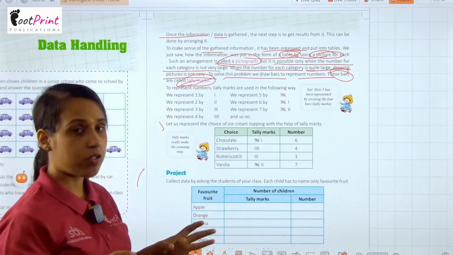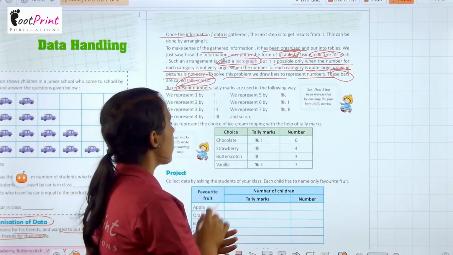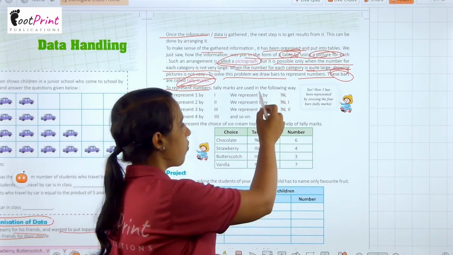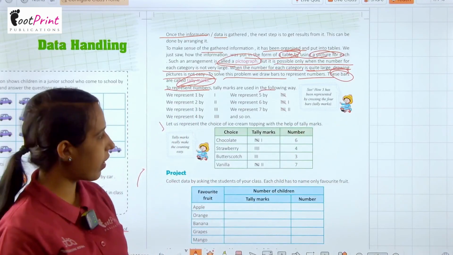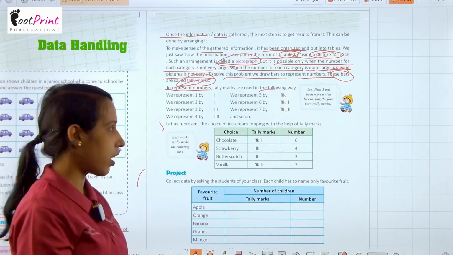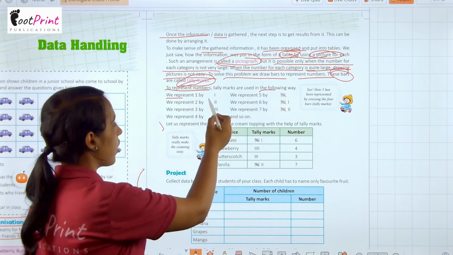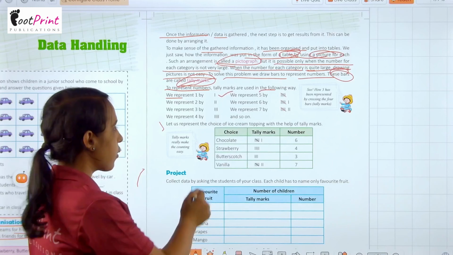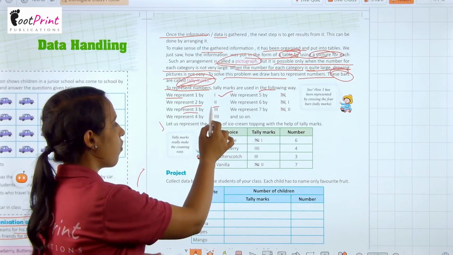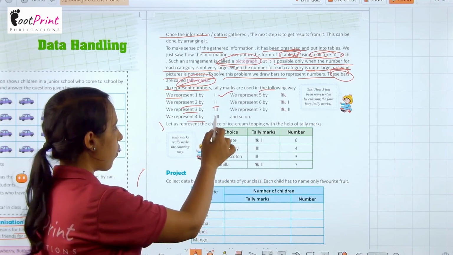Here, how do we use tally marks? To represent numbers, tally marks are used in the following way. If we want to represent 1, it is written like this. And 2, this 3, 1, 2, 3, 4.